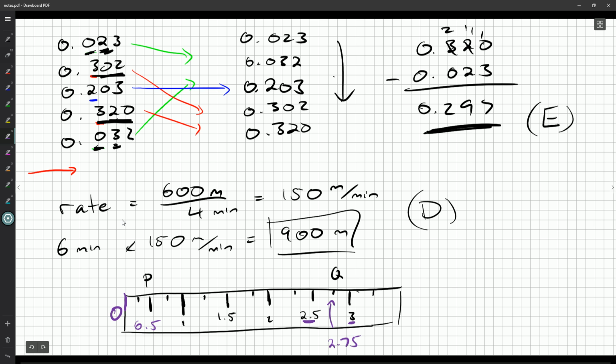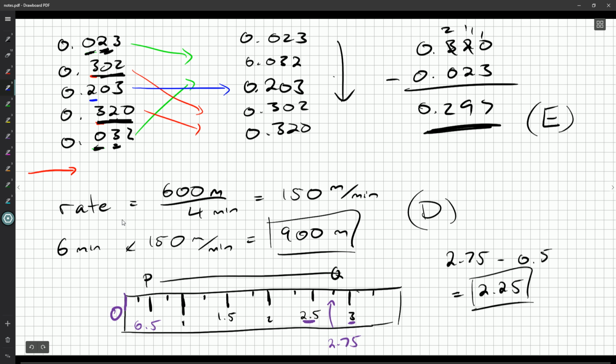Okay? So the distance between P and Q, which is what we're asked, is 2.75 minus the 0.5. And that'll be 2.25. And that gets our answer. Now, that's not the only way to do it. I'm always a big fan of showing multiple ways to do questions if it's appropriate and if the ways are actually different.